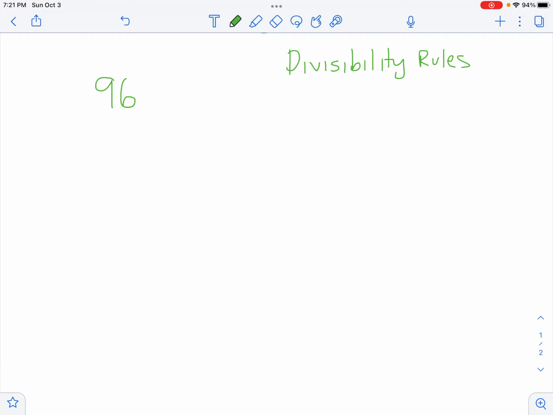So 96 divided by 2, I don't know what that is off the top of my head, so I'll do a little long division. 2 into 9 goes 4 times. 4 times 2 is 8. Subtract, you get 1. 16 goes into 16 8 times. 8 times 2 is 16. Okay, well, that's kind of boring. Okay, so 2 times 48 is one of the factor pairs of 96. I'm going to erase the long division.